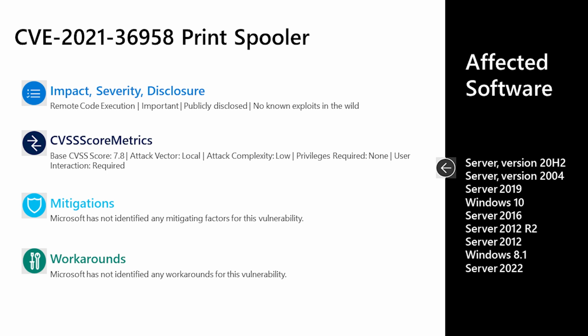Previously we had some mitigations and workarounds to disable the print spooler, and frankly that didn't work for everyone. And so now we have an update that fully resolves this issue. As you can see on the right-hand side, the affected software is all versions of Windows that are in support. So please be aware that this is closing the loop on that vulnerability that was discussed back in August.